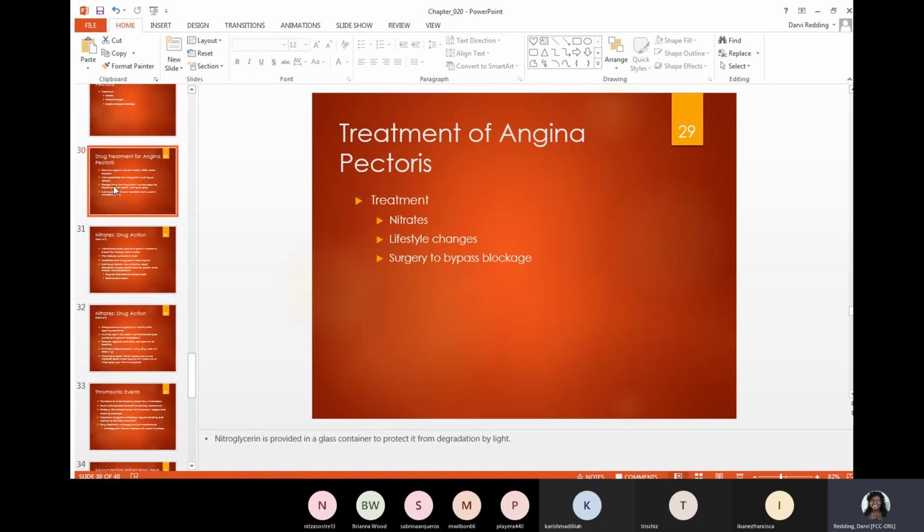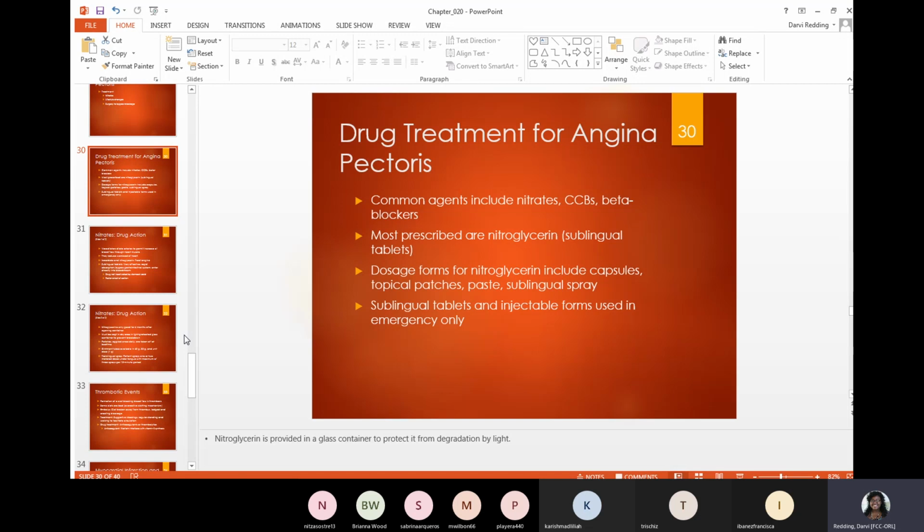Now, with the drug treatment for angina pectoris, you have some common agents, which include nitrates, calcium channel blockers, as well as beta blockers. However, the most commonly prescribed is going to be the nitroglycerin sublingual tablets, and I kind of gave an example of that. There are some dosage forms of nitroglycerin, which include capsules, topical patches. They even have a nitroglycerin paste, and then they even have a sublingual spray, and that's something where you would spray it under the tongue. Now, the sublingual tablets in injectable forms are used in emergency only.